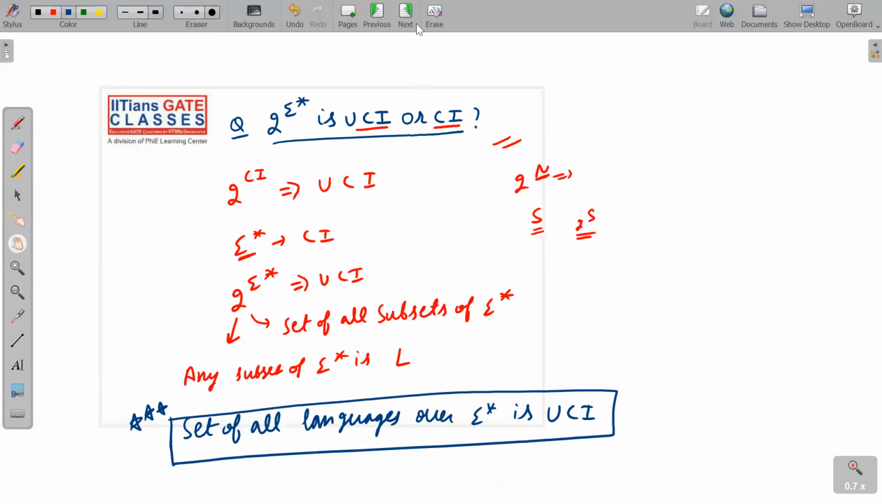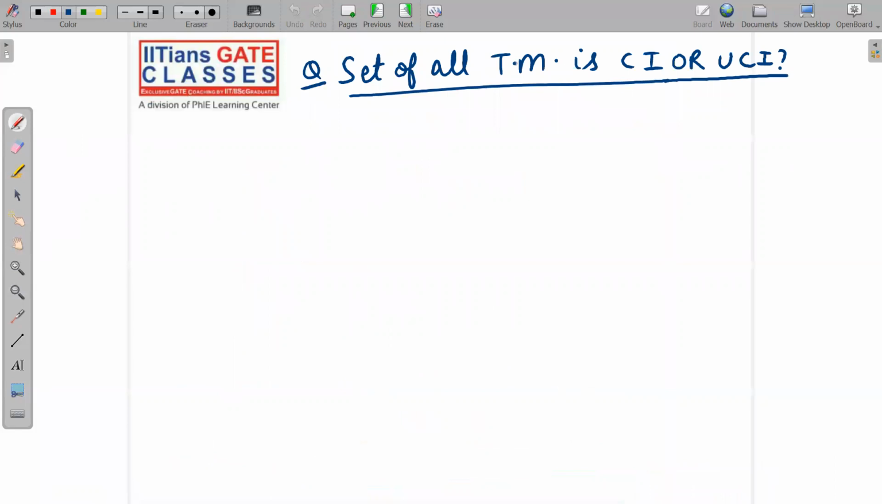Now let's jump to the next question. The next question is: is the set of all Turing machines countably infinite or uncountably infinite? Set of all Turing machines. So how will you approach this type of question? Let me tell you a brief background.